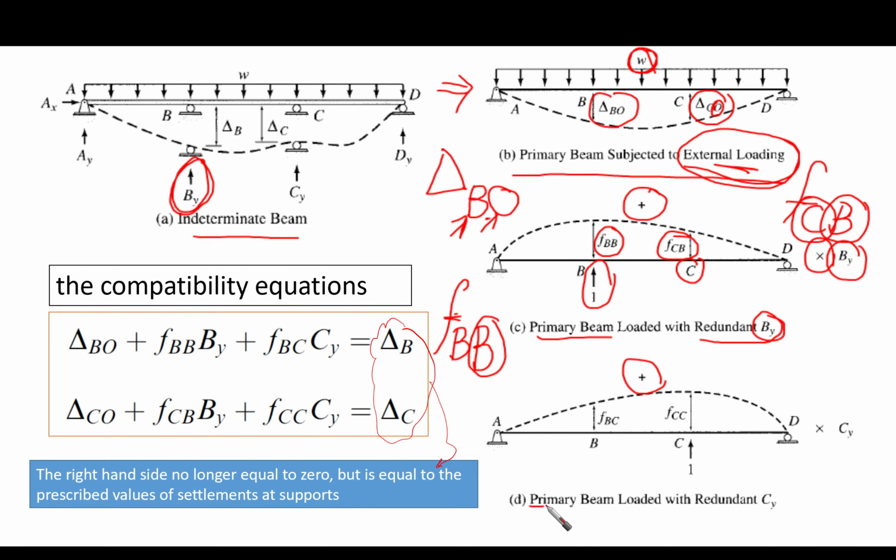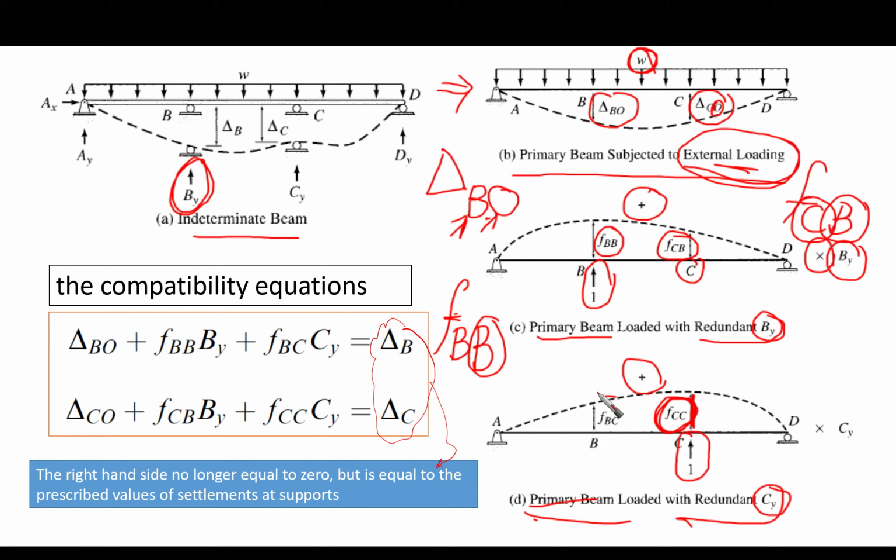The primary beam loaded with redundant CY. How are we going to make it? Simply, we're going to apply unit load 1 at point C, and there is a displacement. We call it FCC. You understand it now, the flexibility coefficient at C due to unit load at C.